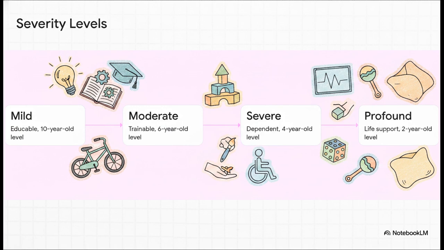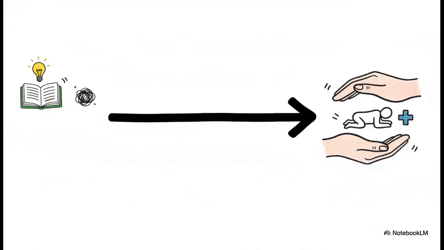At the mild level, individuals are considered educable, functioning intellectually around the level of a 10-year-old. Moving to moderate, they become trainable rather than educable, functioning more like a 6-year-old. By the severe stage, they are heavily dependent, neither educable nor trainable, functioning like a 4-year-old, often with sensory and motor handicaps. And finally, the profound level requires constant life support, with intellectual capabilities never exceeding that of an average 2-year-old.